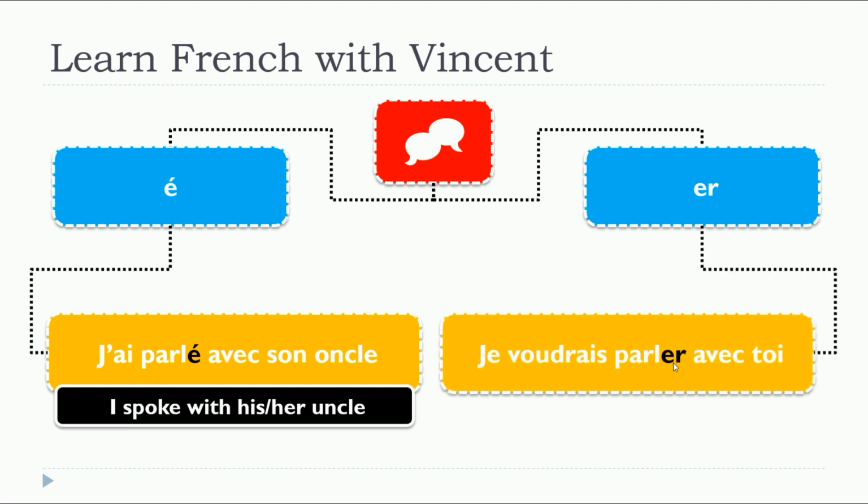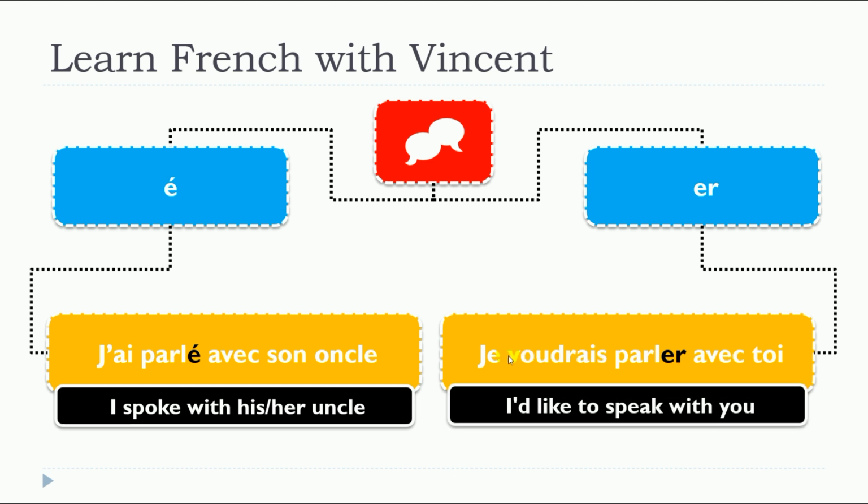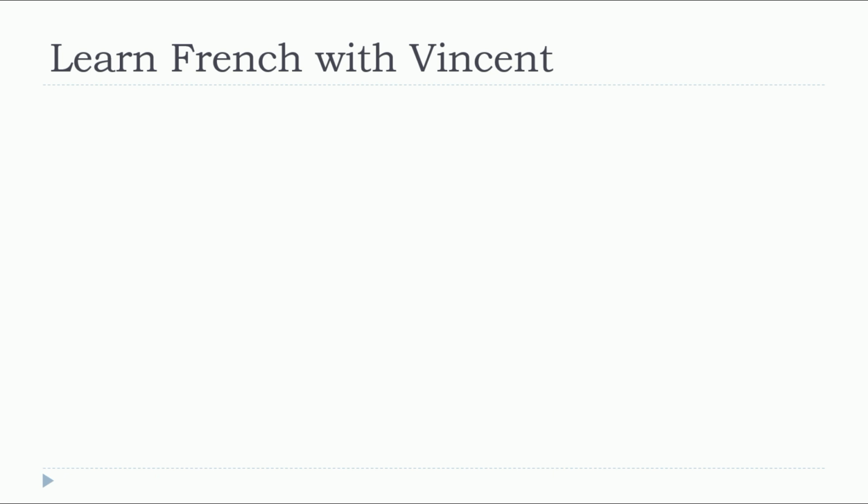Je voudrais parler avec toi. In that situation, as you can see, the first verb is je voudrais, then after that the second verb should be in the infinitive form, as it is here, a verb from the first group, parler. So they sound exactly the same, this one, parler, and this one, parler, but as you can see, they're totally different. This one is the past participle, and this one is the infinitive of the verb parler. J'ai parlé avec son oncle, je voudrais parler avec toi.